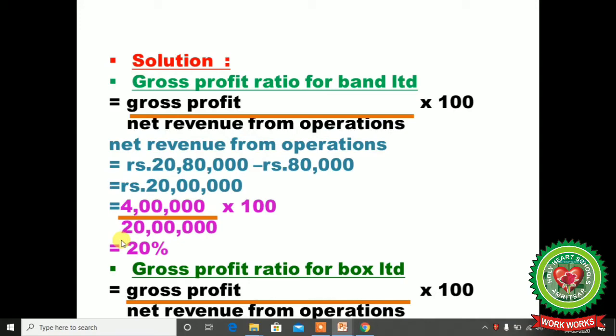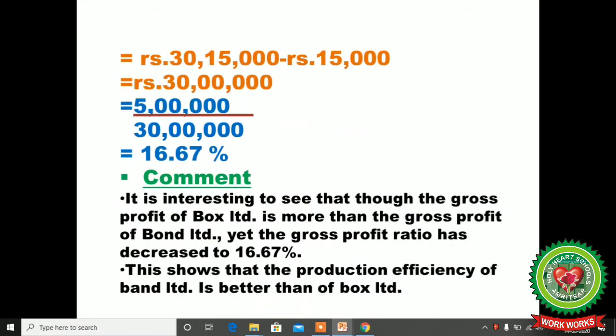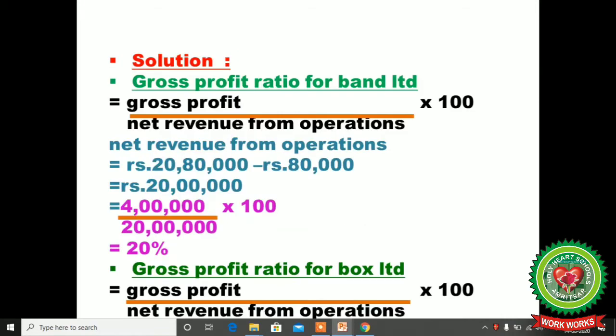Okay, now the next, Box Limited. In the same way, just see 30 lakh 15,000 minus the return. 30 lakh is the exact net revenue. Then 5 lakh is the gross profit, so the ratio is 16.67. So compare both profits.